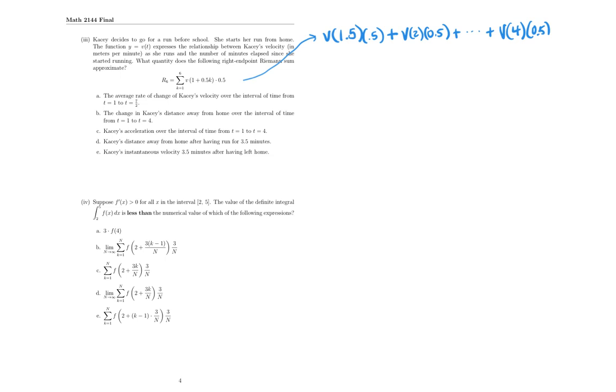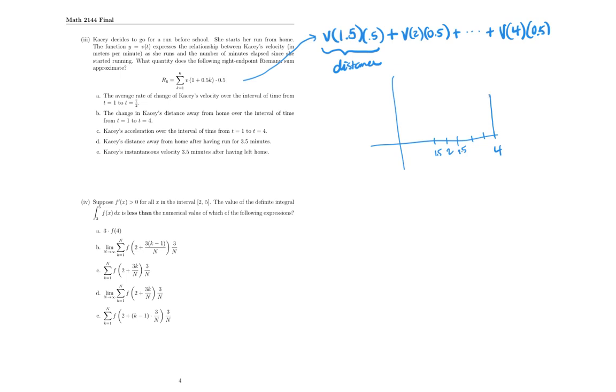Okay, and then if I think about what this means, each of these is going to be a velocity times an amount of time. So this would be a distance. So each of these are distances, like the amount of distance traveled. And if I think about what they would look like in terms of rectangles, I have 1.5, 2, 2.5, and it stops at 4, and so these are right endpoints.